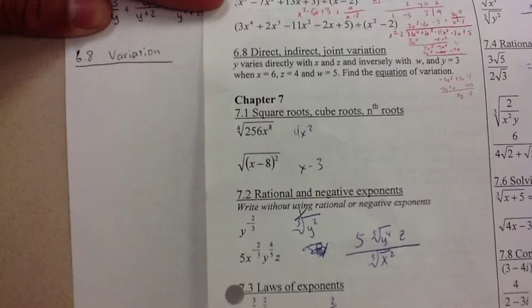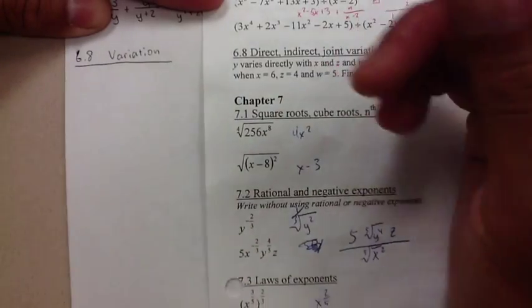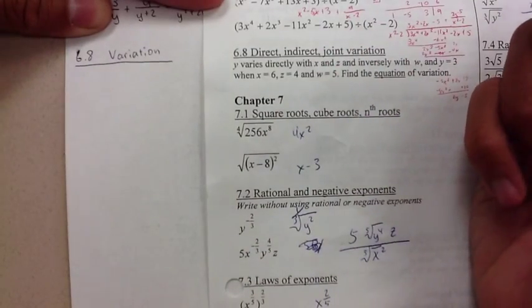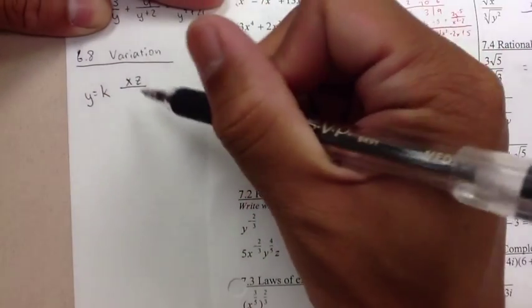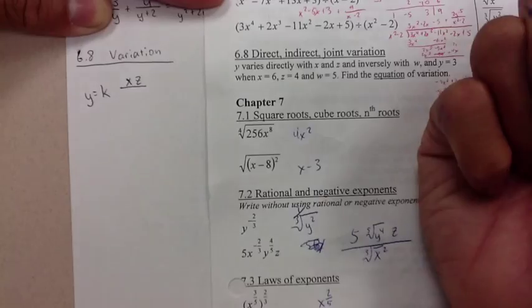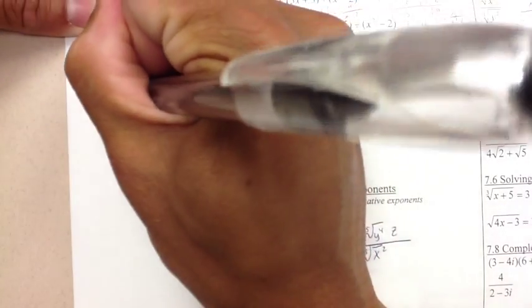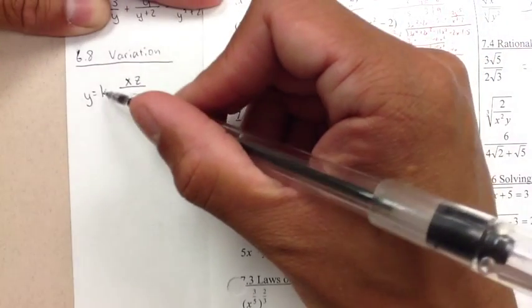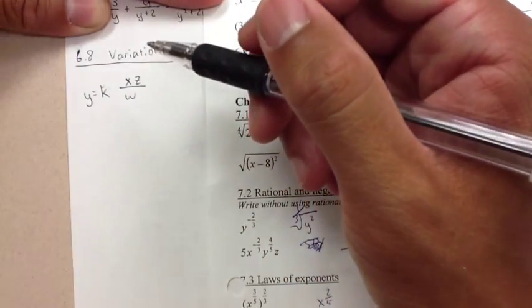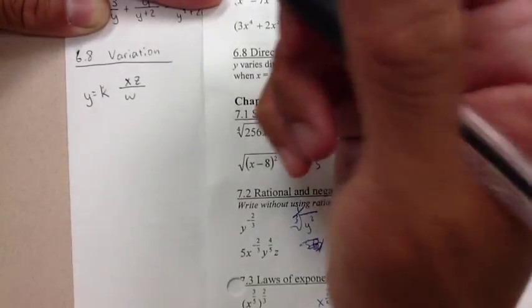For direct, indirect variation, if it says that y varies directly with x and z, direct always means on top of the fraction. So y equals, and k is going to be some constant, and k is really what you're trying to find here. Varies directly, x and z, that means they go on top, and inversely with w, w goes on the bottom. I'm just going to plug in numbers to find out what k is, because k is considered my coefficient of variation. It's what I multiply by.